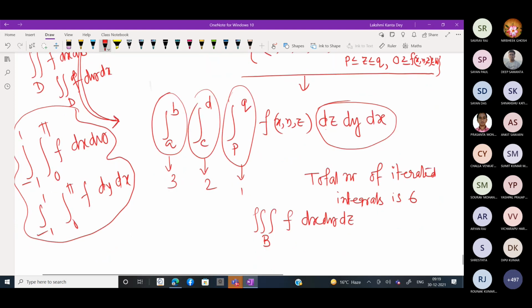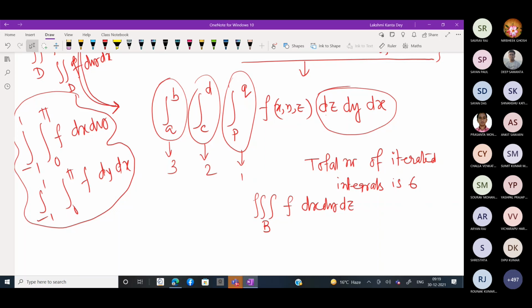Now the question comes how we integrate it, how we evaluate iterated triple integration. Here the answer is very simple. First, we find this part, dz. With respect to z, we integrate f(x, y, z), keeping x and y constant, and then putting the limit for z from p to q. So ultimately we are getting some function of x and y.